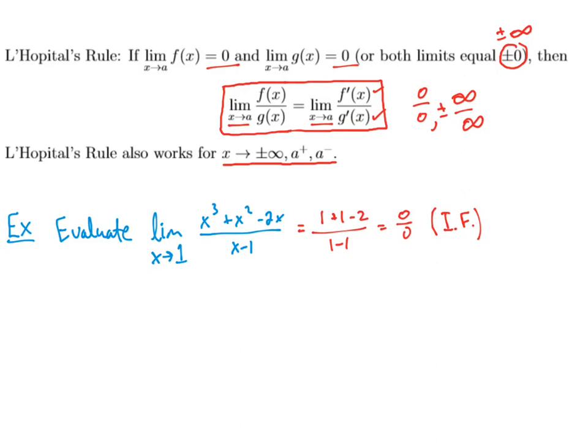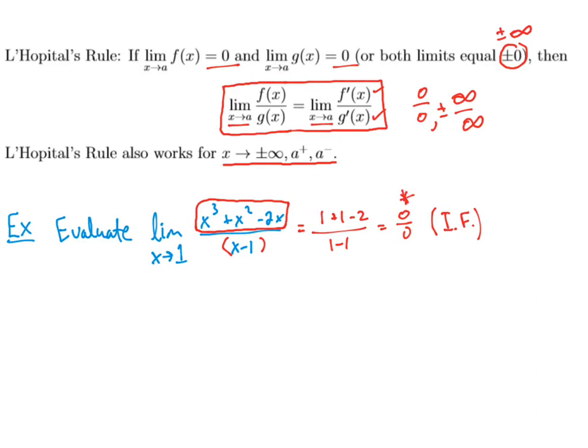And what we might have tried to do previously was to see, well, is there a common factor between the numerator and the denominator? In other words, can we factor the numerator so that we have a factor of x minus 1 in the numerator, and then we could cancel that out, and then again try direct substitution. A different method is to use L'Hopital's rule.